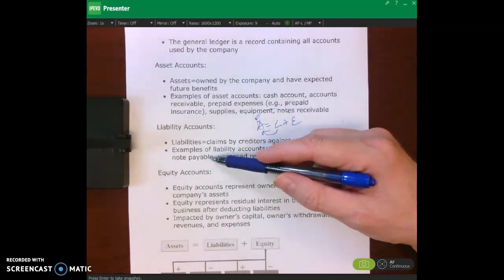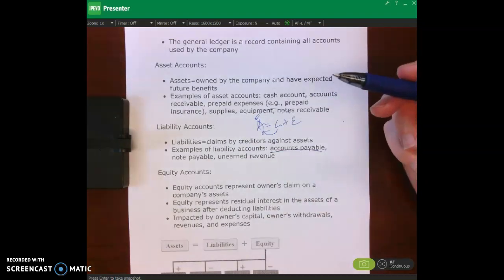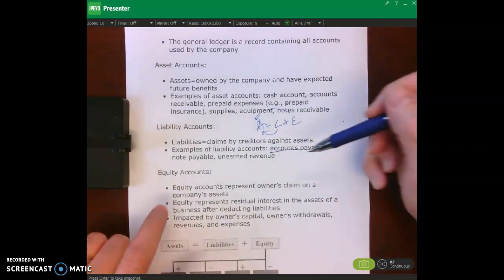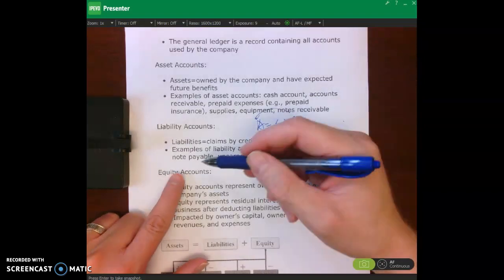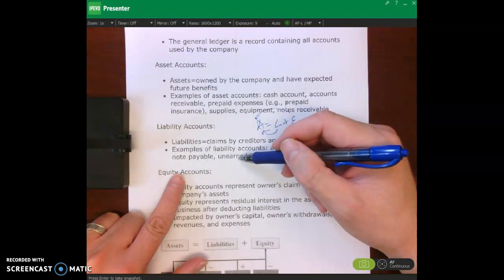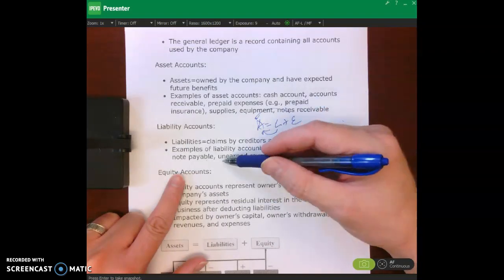We can also have a note payable. An example of when we would have a note payable is when we borrow money from a bank. Okay. What's the difference between an accounts payable and a notes payable? Note payable has interest. Unearned revenue. Let's talk about this. We haven't talked about this before.